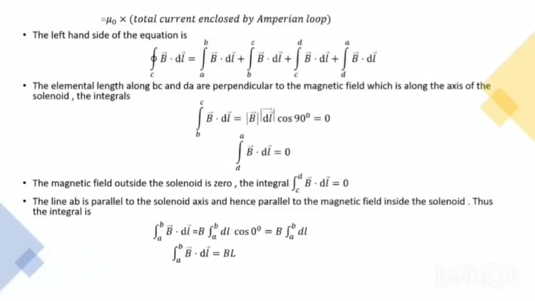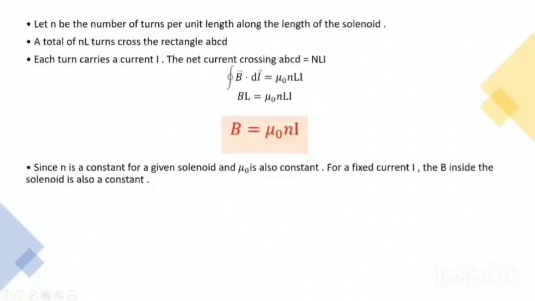Adding all dl from A to B gives L. Therefore, the equation can be equated to BL. Let n be the number of turns per unit length along the length of the solenoid. A total of nL turns cross the rectangular Amperian loop ABCD. Each turn carries a current I. Therefore, the net current crossing the Amperian rectangular loop ABCD is nLI.